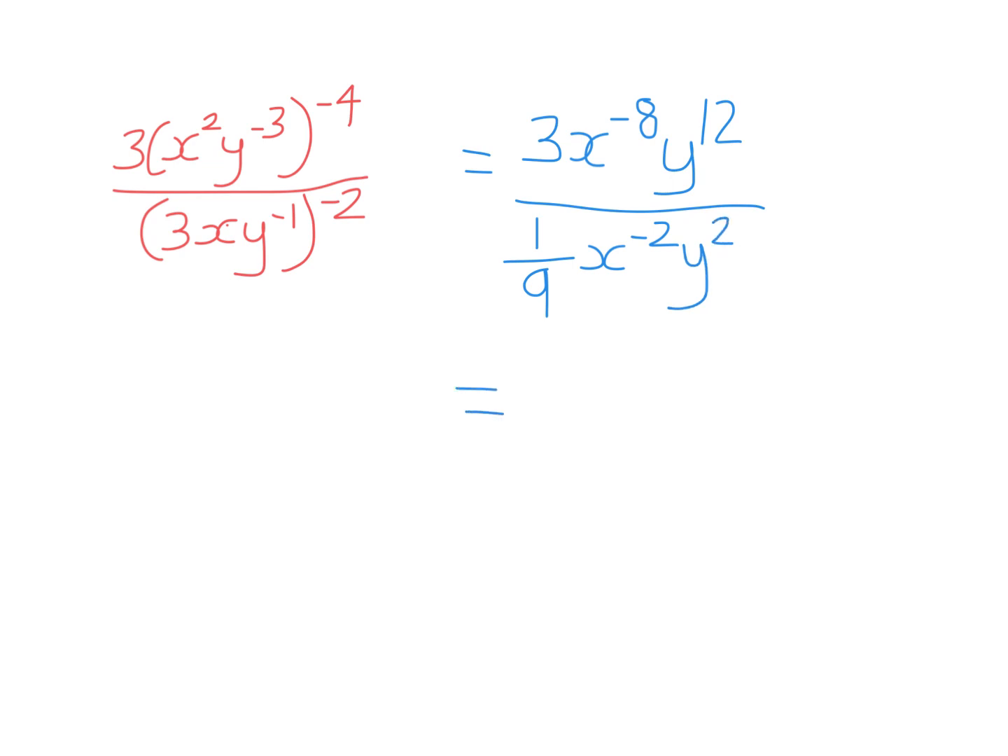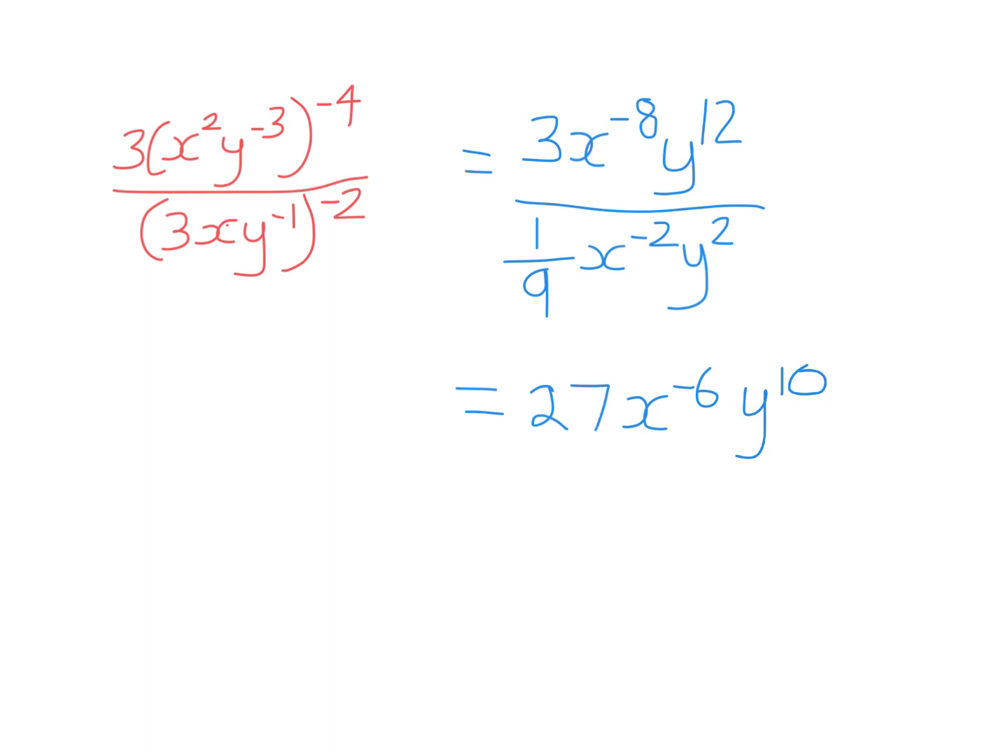So now let's simplify this further. So we're going to do the numbers separately. So 3 divided by a ninth is actually 27. You can use your calculator if stuck with that. x to the negative 8 divided by x to the power of negative 2. You keep the same base and subtract the powers. Negative 8 subtract negative 2 is negative 6. y to the power of 12 divided by y squared just gives us y to the power of 10.